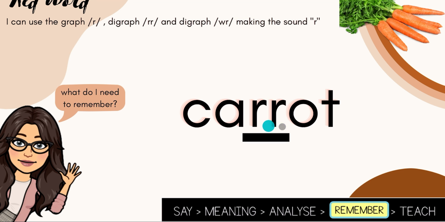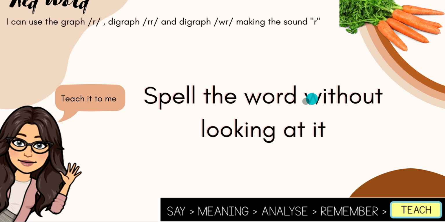Okay, what part of the word carrot do you need to remember? Perhaps it is the digraph RR, which is just making that singular R sound, or it might be the letter O, which is making that E sound in carrot. Okay, have a turn at spelling the word carrot without looking at it. Remember what the digraph and graph focuses are for this week. That might help you to spell it.